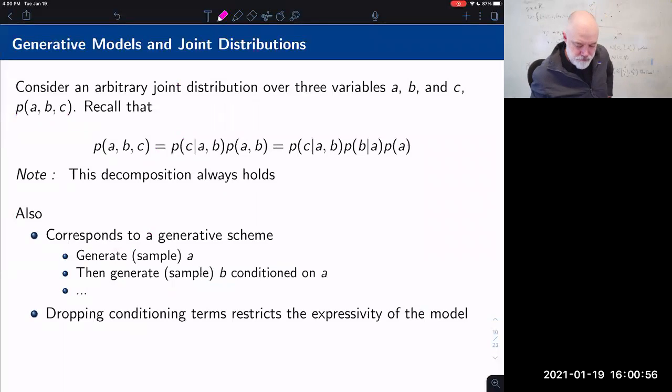So, generative models of joint distributions. Let's think about arbitrary joint distributions over three variables, A, B, and C, and recall that you can decompose the joint distribution in the following way. You've got the joint distribution of ABC. You can factorize that as the conditional probability of C given A and B times the joint probability of A and B. And then you can break down P of A and B again into the conditional probability of B given A times P of A. So this decomposition always holds.